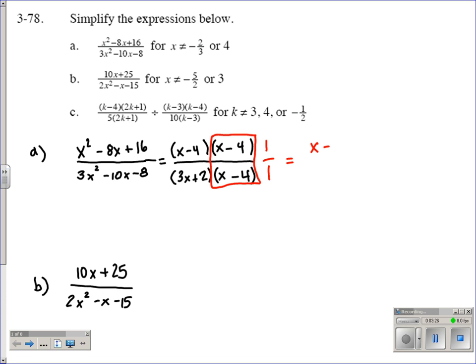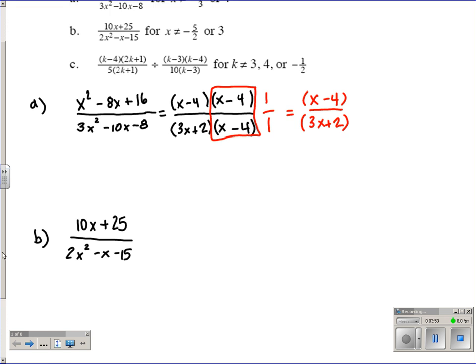the quantity of x minus 4 over 3x plus 2. This is as far as we can go in simplifying. These are each binomials, so remember, you can't cancel out just part of a binomial. You have to cancel out the whole thing. So we get x minus 4 over the quantity of 3x plus 2.